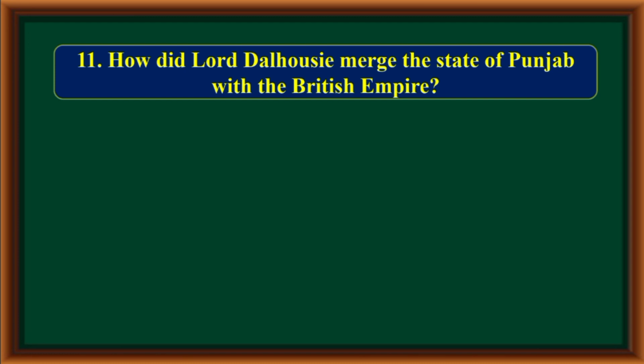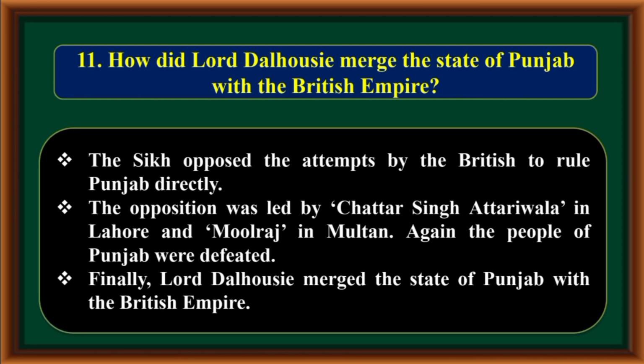How did Lord Dalhousie merge the state of Punjab with the British Empire? The Sikhs opposed the attempts by the British to rule Punjab directly. The opposition was led by Chattar Singh Attariwala in Lahore and Mulraj in Multan. Again, the people of Punjab were defeated. Finally, Lord Dalhousie merged the state of Punjab with the British Empire.